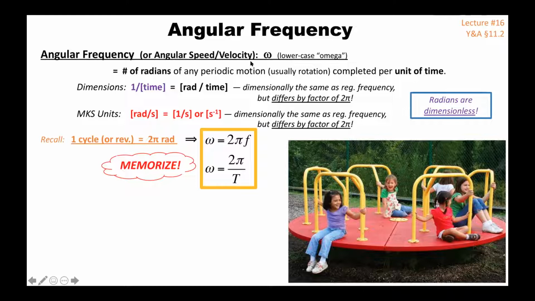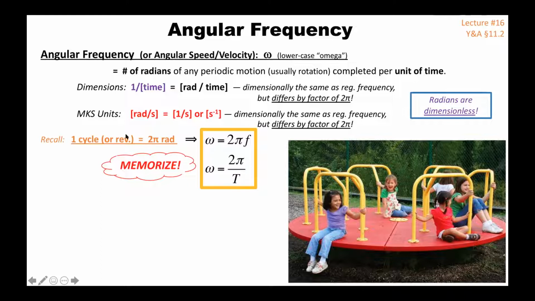But the actual quantities of angular frequency and regular frequency differ by a factor of 2 pi, because there are 2 pi radians in one cycle or one revolution. So if we know regular frequency, we can get angular frequency by simply multiplying by 2 pi. This 2 pi is basically converting cycles per second into radians per second. Because this is the definition of angular frequency compared to regular frequency, and because we know regular frequency is 1 over period, we could rewrite this first expression in terms of period and get the second expression.